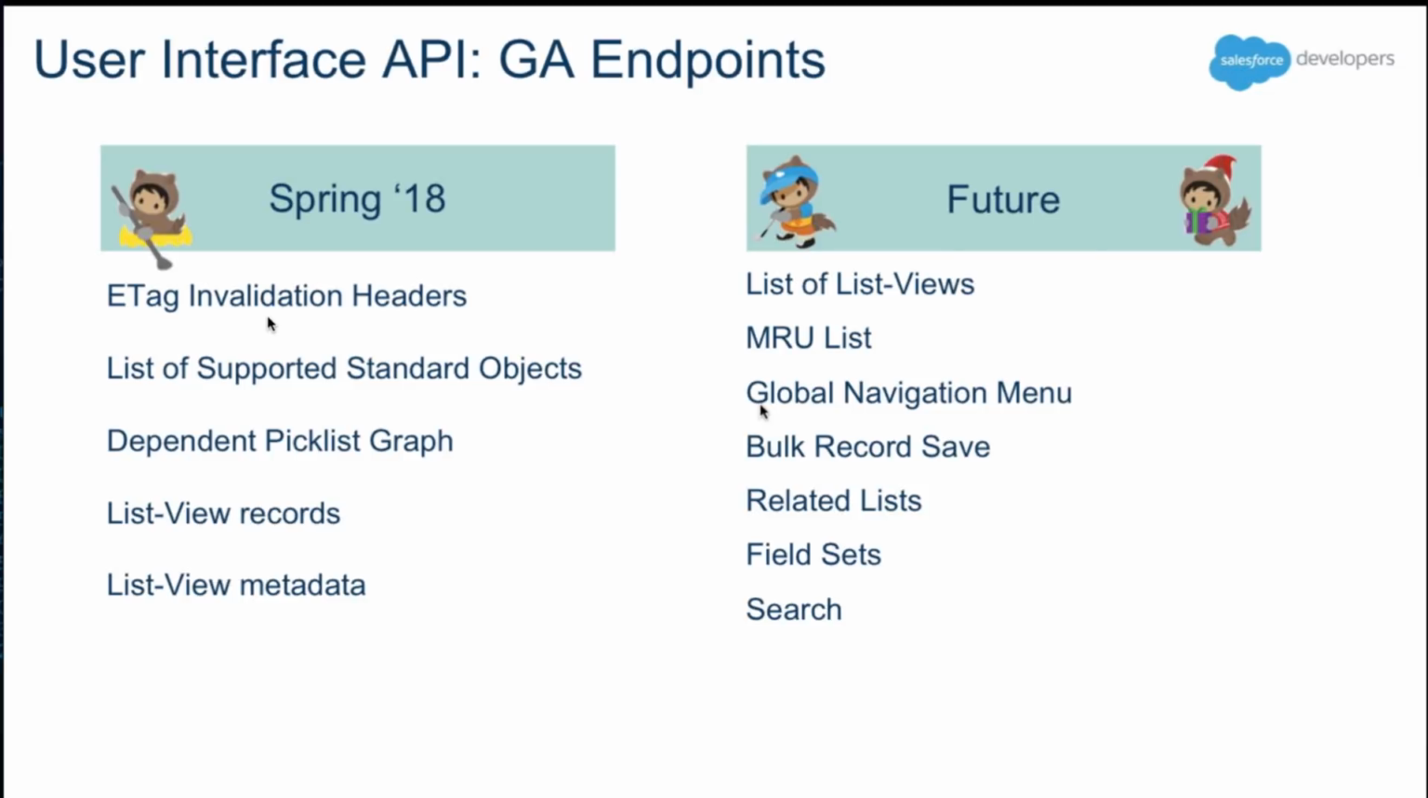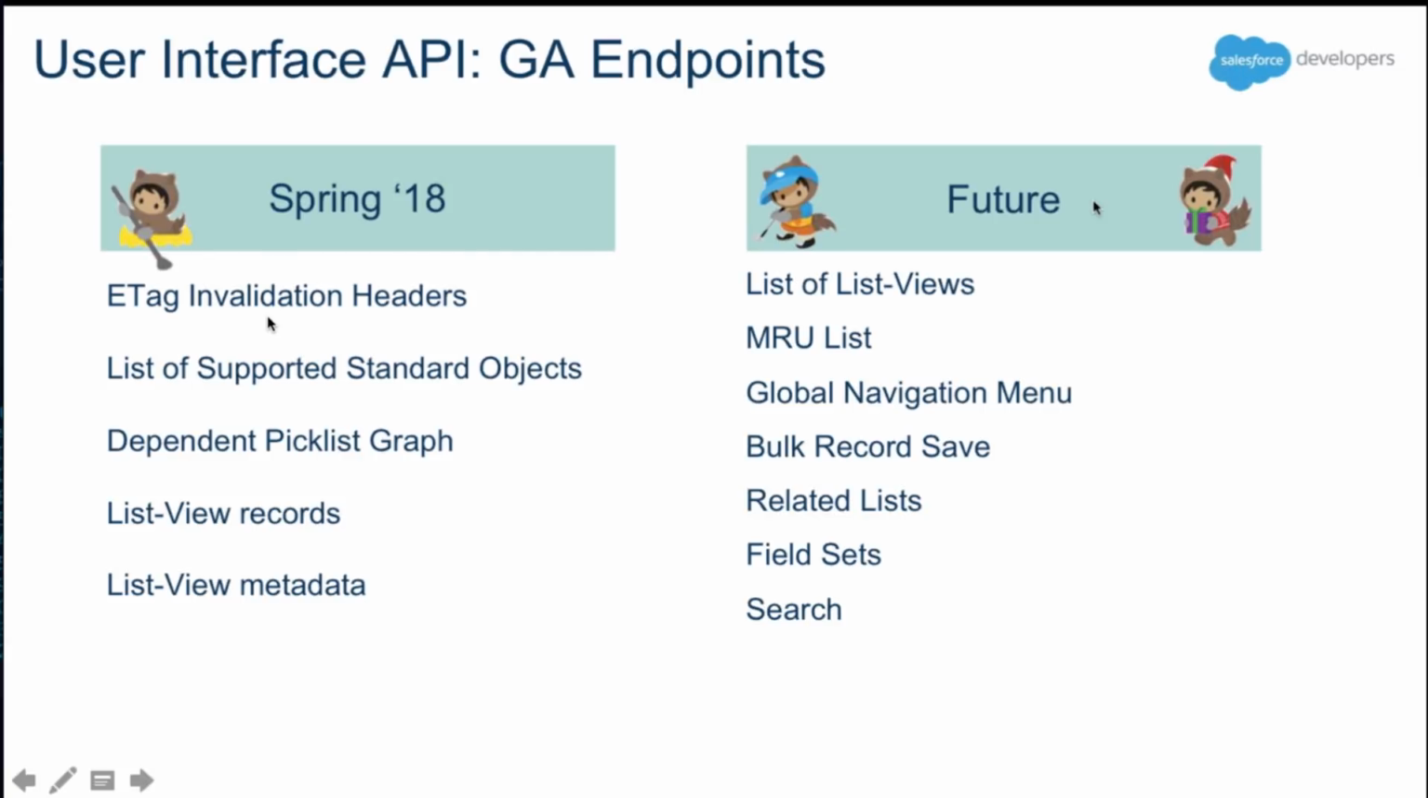We're also working on a global nav menu endpoint. So these are the navigation items in Lightning desktop experience that you see across the top that show you the tabs, for example, for different objects that a user has access to. And we're also working on some cool things like related list endpoint, as well as field sets, which is something that's used a lot by our ISVs, and we'd like to support those as well. So with that, I'd like to switch back to Chris so that he can show you the example that we built for dependent pick lists.